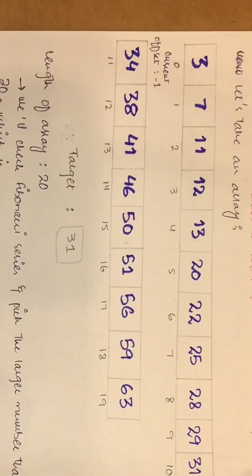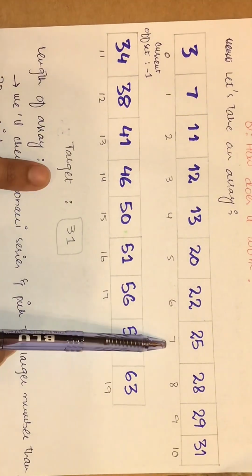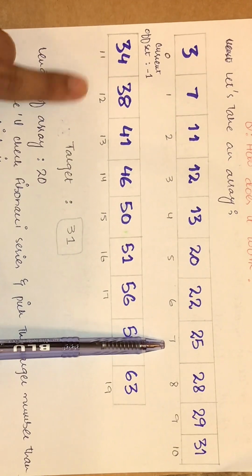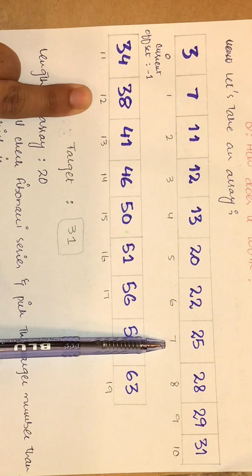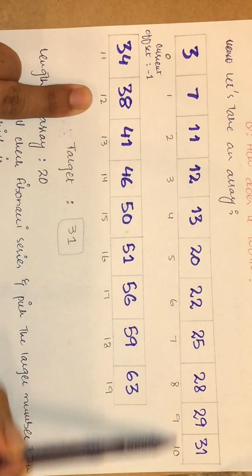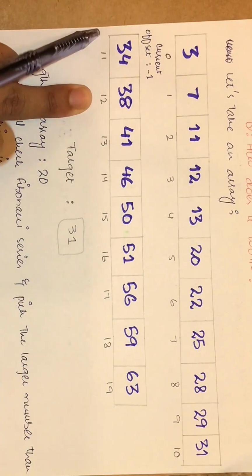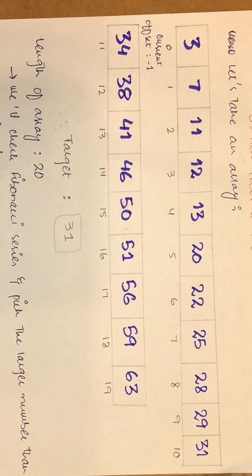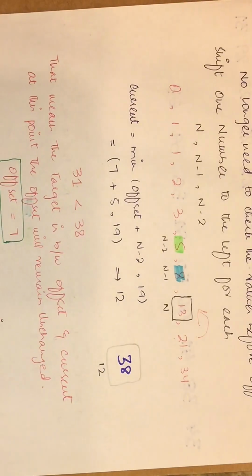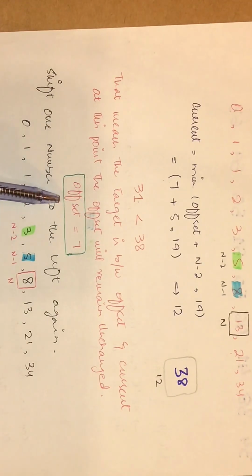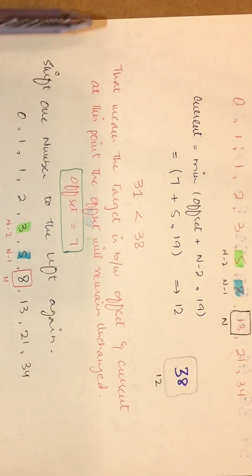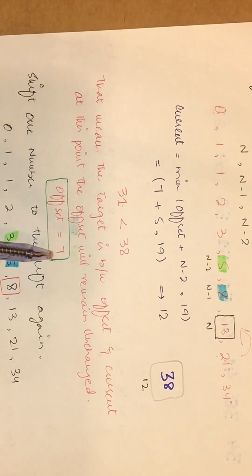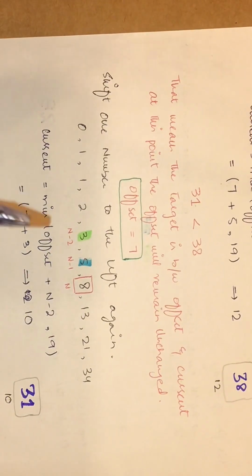So our offset is here. You can see our offset is 7 and our current index is 12, and our target value is between these indexes. So 7, 8, 9, 10, 11, 12. That means that our offset will remain unchanged. Offset was 7 as we declared it here. The 7 will remain 7 and then we will start over again.